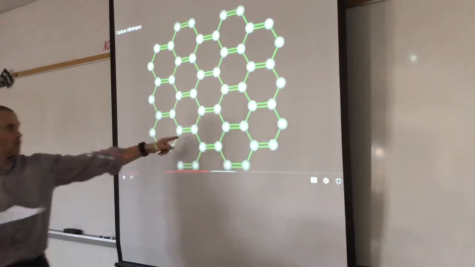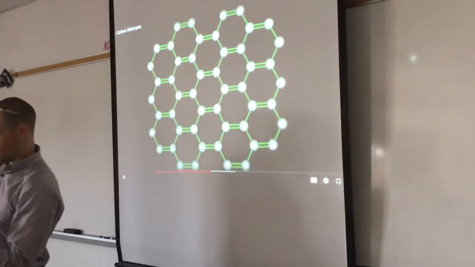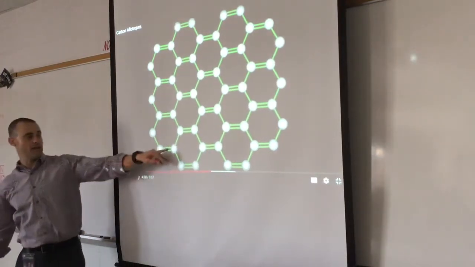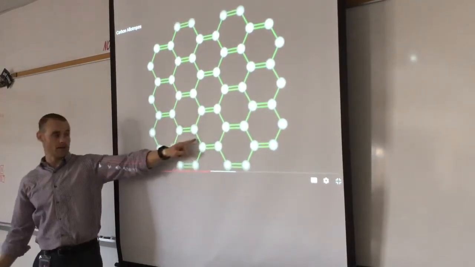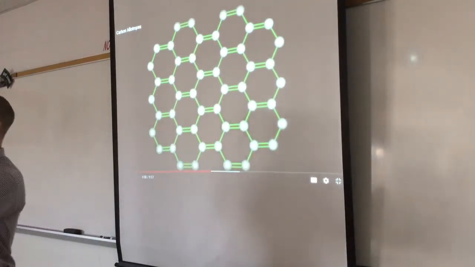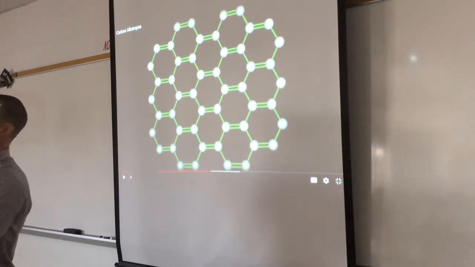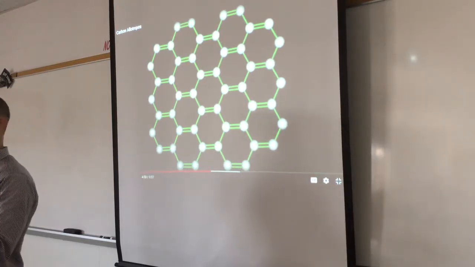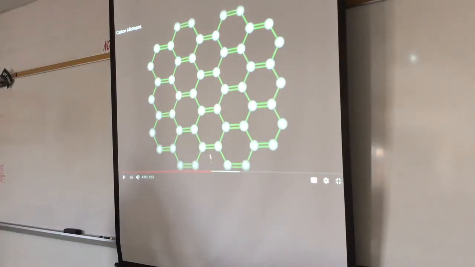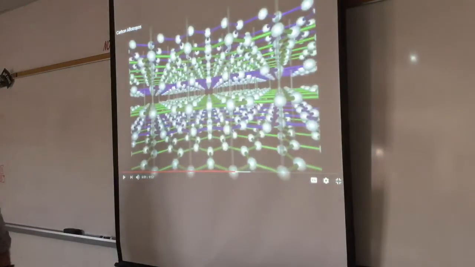So this is like one sheet that I would be looking at from this perspective, looking down with these little hexagons. These are double bonds, stronger than single. The individual sheets of graphite are actually really strong. Pretty comparable to diamond, but where graphite gets weak is in between the sheets.